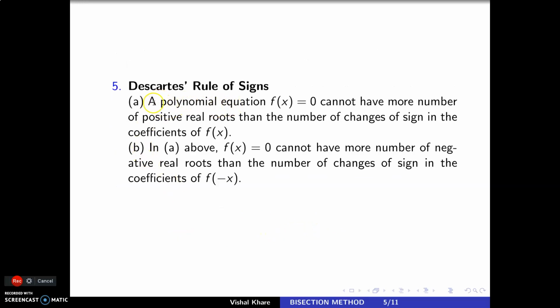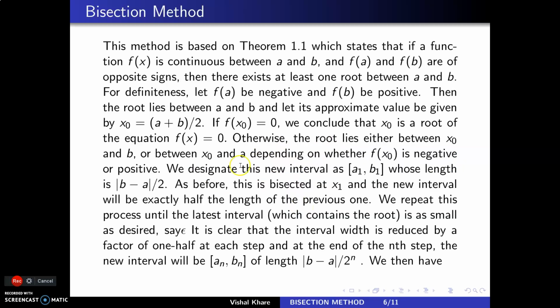Descartes' rule of sign. (a) A polynomial equation f(x) = 0 cannot have more number of positive real roots than the number of changes of sign in the coefficients of f(x). (b) In (a) above, f(x) = 0 cannot have more number of negative real roots than the number of changes of signs in the coefficients of f(-x). We will see the example of Descartes' rule in the next lectures.